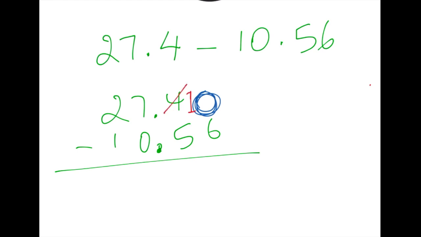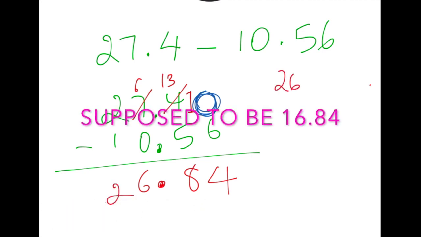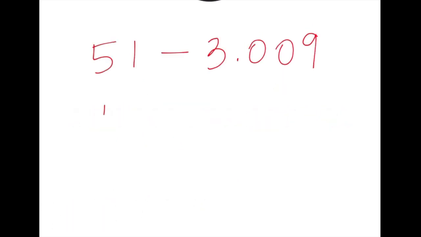Make it 10. That becomes 3. So 10 minus 6 is 4. Then here you have 3. 3 minus 5, that's not possible. You have to borrow 1 from here. So this becomes 6. This becomes 13. 13 minus 5 is what? 8. Put a decimal point here again. Can't stress this enough. And then, so 6 minus 0 is 6. And then 2. So the answer would be 26.84.